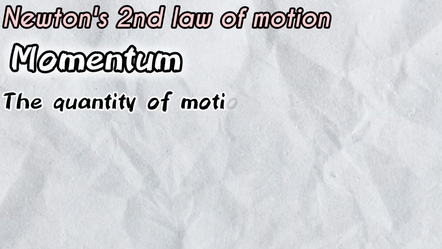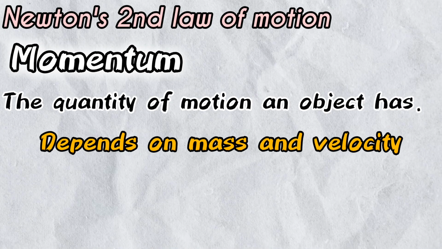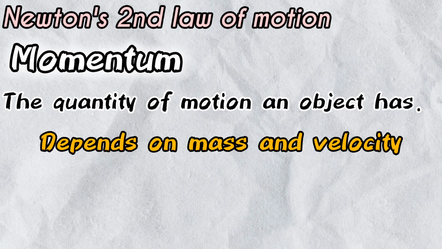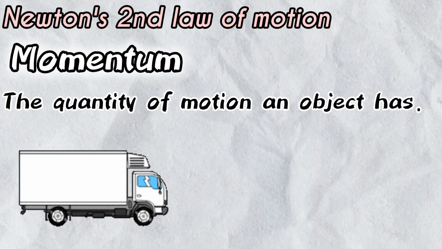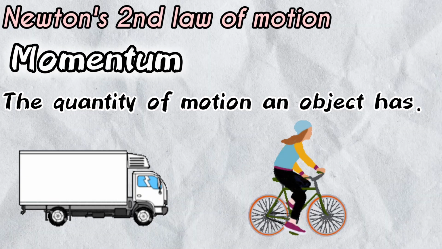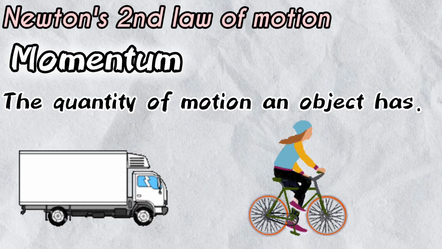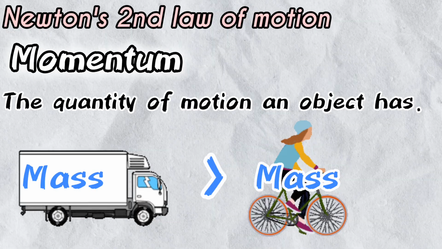Moving on to Newton's second law of motion. But to understand this law, we need to understand what is momentum. Momentum is the quantity of motion an object has. It depends on mass and velocity. Just think of it like an ouch. A moving truck has more ouch than a moving bicycle, which means a moving truck is going to give you more injuries than a moving bicycle. It is because the truck has more mass than the bicycle.